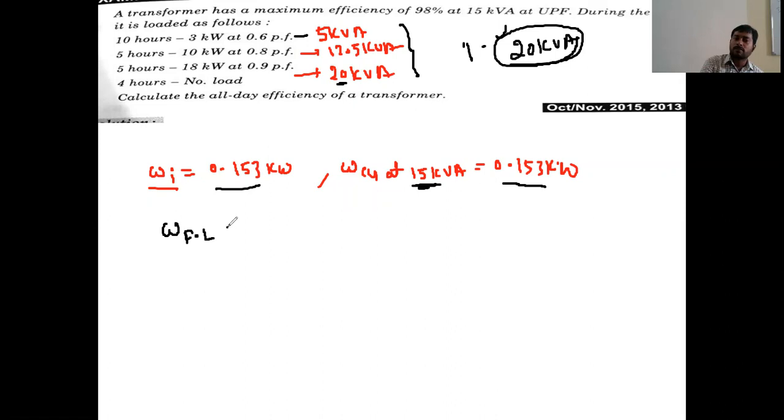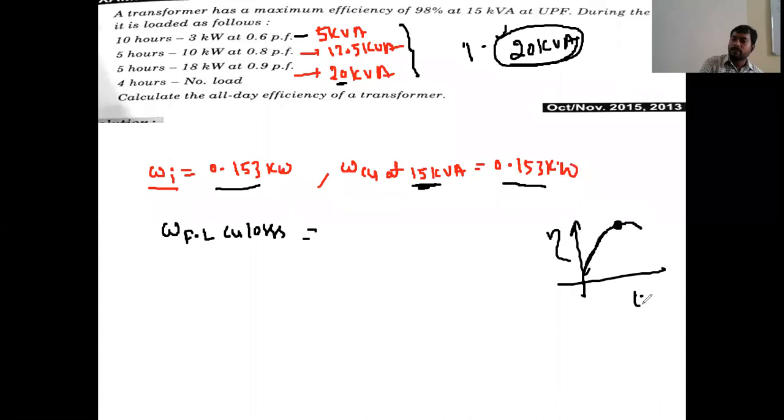This is the curve of efficiency versus losses. The maximum efficiency occurs at 15 kVA, but the full load kVA is 20 kVA. At this kVA, we need to find the copper losses.